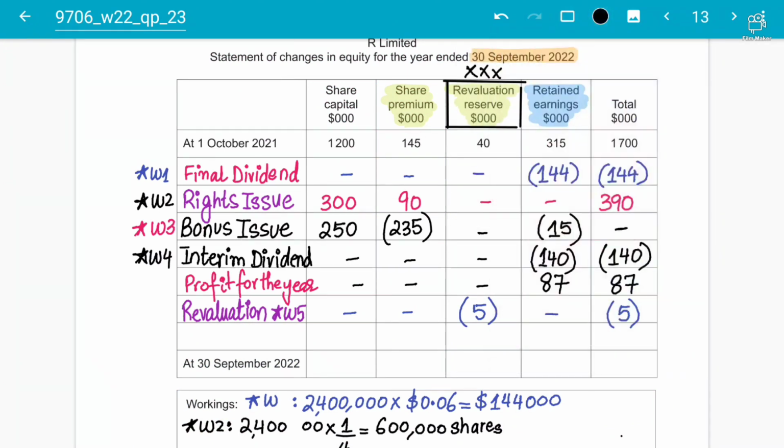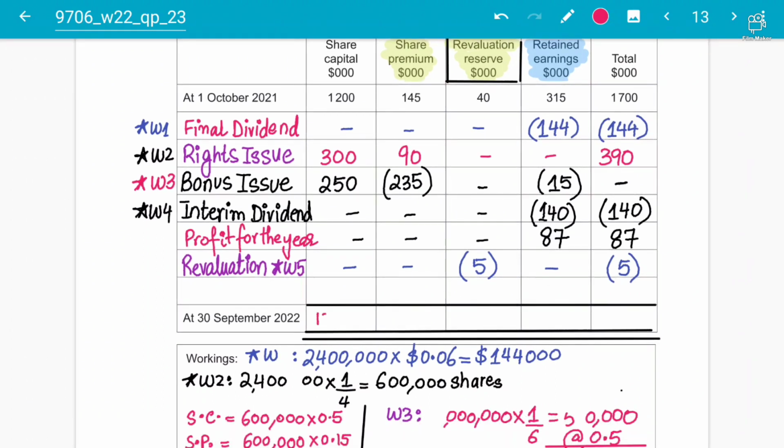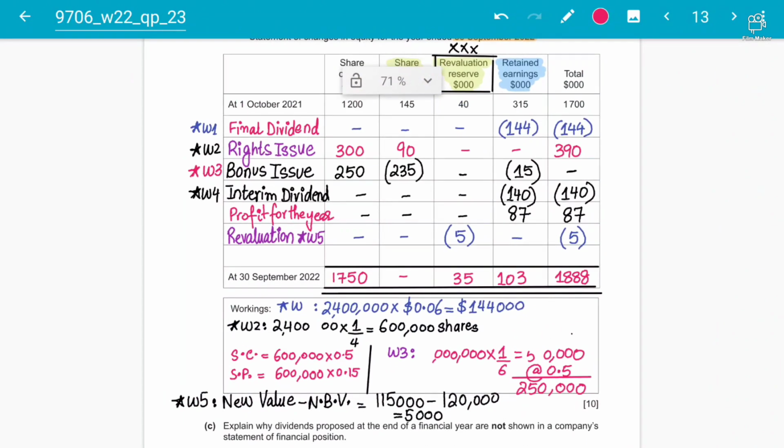Now students, to get the full 10 marks, just do the balancing, because that will also be marked. So here we do, sir, the balancing. Quickly just use a calculator to add things, and that will be it. 1200 plus 300 plus 250, that gives me 1750, sir. This finishes, zero net effect. This will be 35, sir. 315 minus 144 minus 15 minus 140 plus 87, that is 103, sir. Hope everyone is getting it. And then this one will be the addition of all these, that should be coming 1888. So 1 mark is for balancing and doing that as well. So that is how, students, everyone will get all 10 marks.